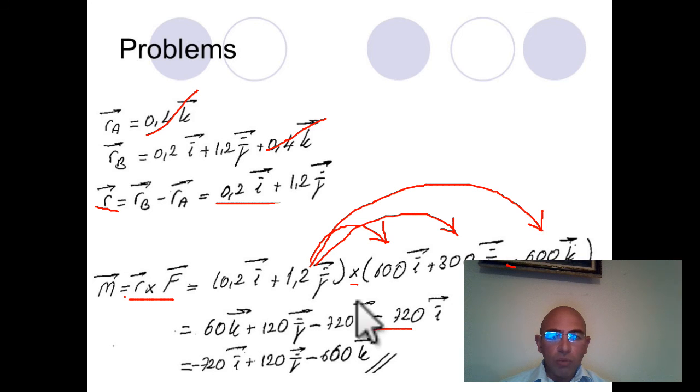If you do the operations, what you are going to get at the end, so the straightforward operation, the moment vector will be minus 720 i plus 120 j minus 660 k, and the unit is in newton meters.